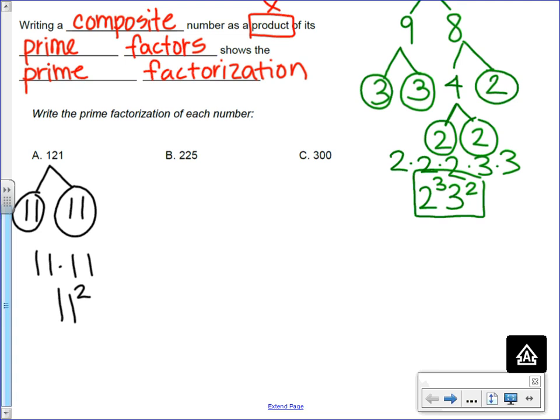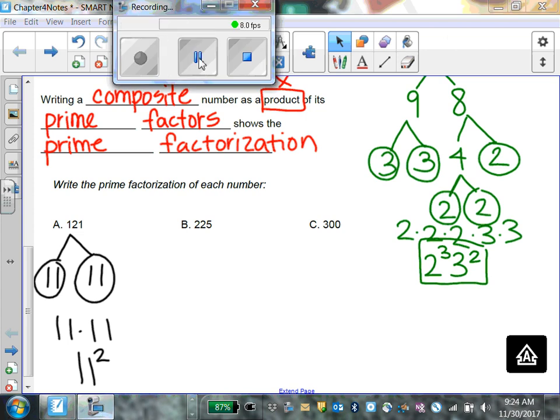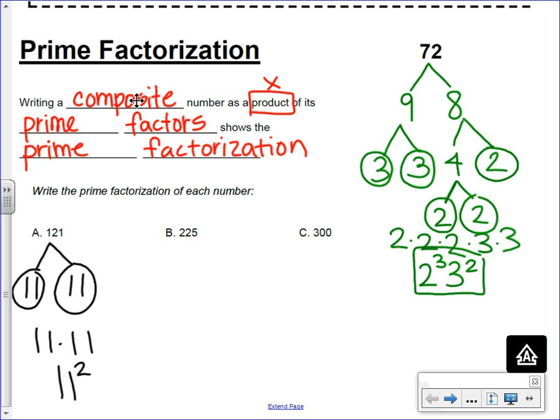4 squared, yes. You all try B and C at your table with your partners. Yes. You could have done this either way, there's multiple ways to do it. I'm going to show you the way I did it, but as long as our end prime factorization is the same, it doesn't matter.